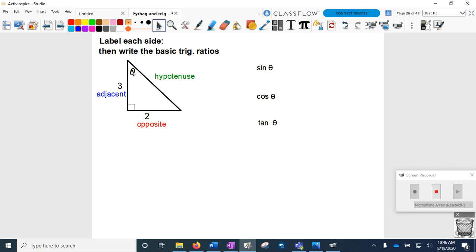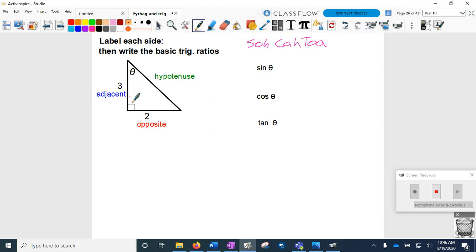Okay. Did you notice something about this triangle? We don't have all three sides. If we want to use our trig magic word, we need all three sides. If we're going to write our ratios, we need all three sides, right? I don't have a hypotenuse number. I can't leave this blank when I'm writing my ratios. So I have to go find the hypotenuse. How are we going to do that?